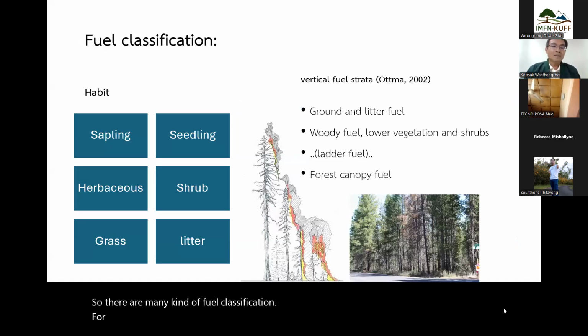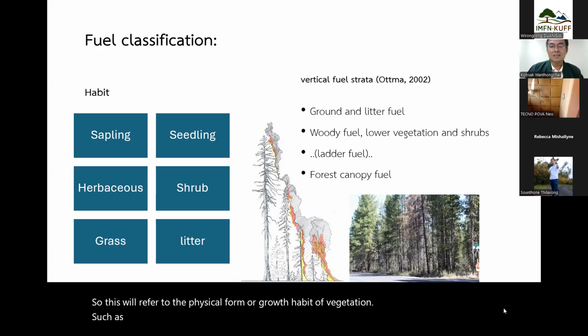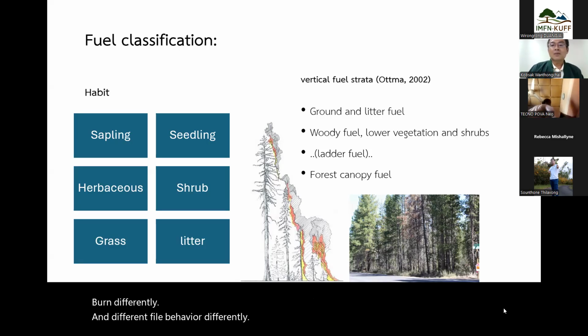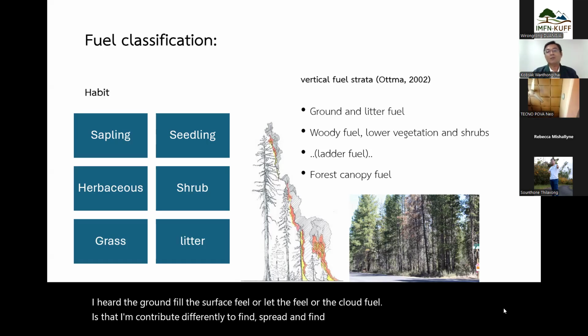For the habit classification, if we classify the forest fuel based on habit, this refers to the physical form or growth habit of vegetation, such as grasses, shrubs, or trees. So different fuel habits burn differently and influence fire behavior differently. For the classification based on stratum, this considers the vertical layers where the forest fuel is located, either the ground fuel, the surface fuel, the ladder fuel, or the crown fuel. Each stratum contributes differently to fire spread and fire intensity, and of course, different fire behavior.